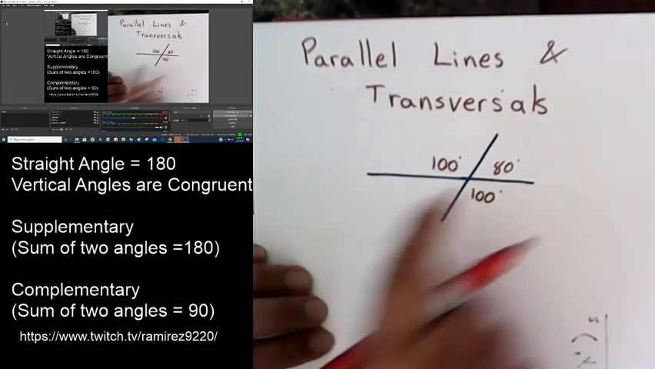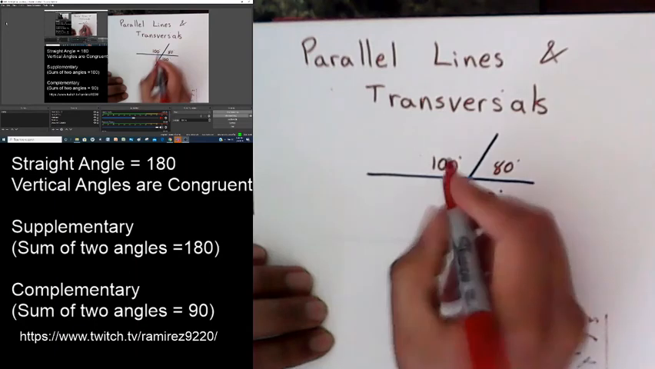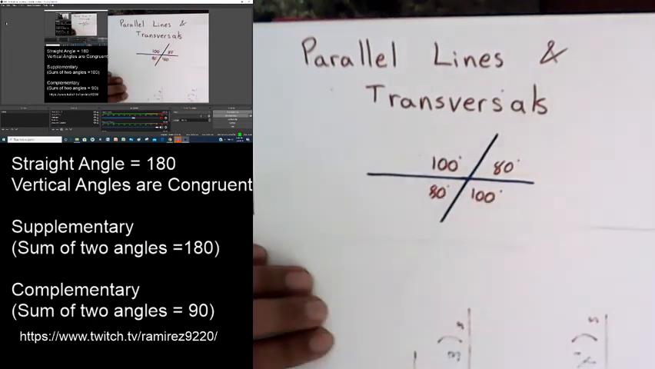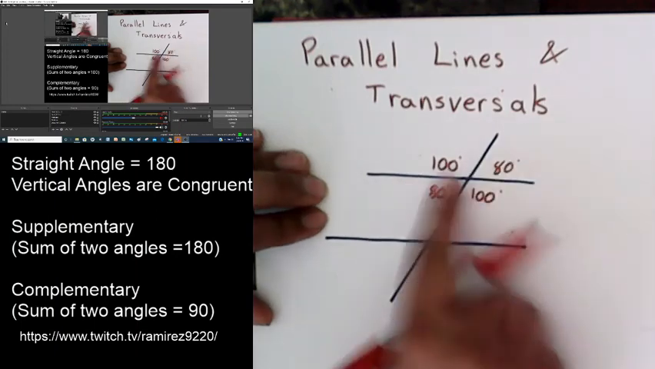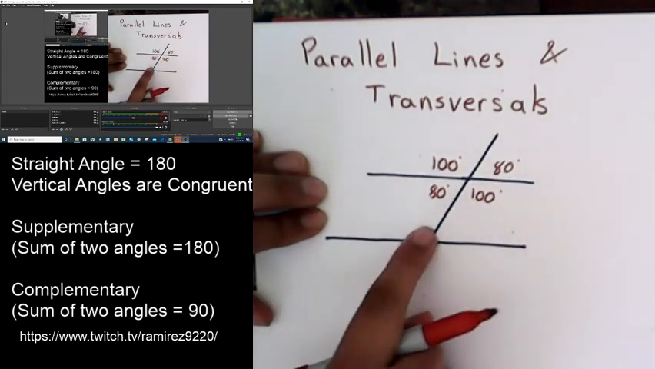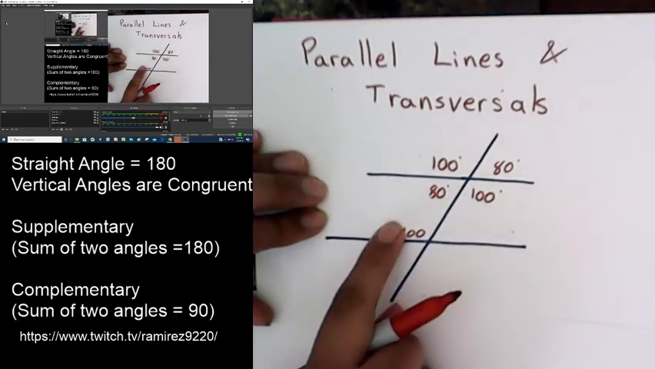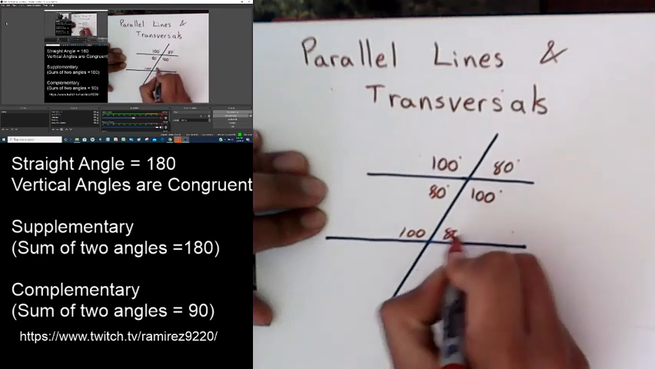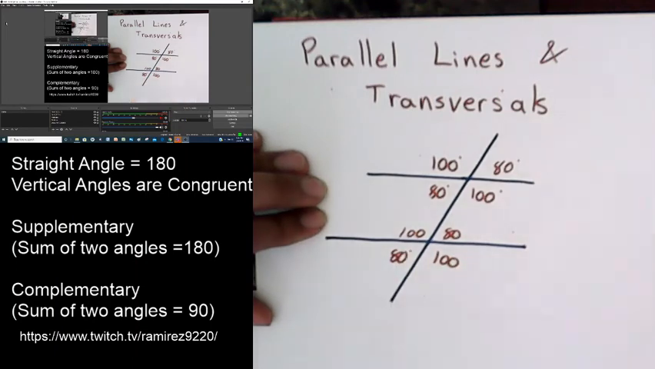Whether you think of it as vertical angles or the same, a straight line is 180, so this one will have to be 80. The neat thing about parallel lines and transversals is if this line is parallel to this line, then these angles should repeat. If that's 100, that's 100. And because that's 100, we would expect this to be 80, this to be 100, and this to be 80 again.